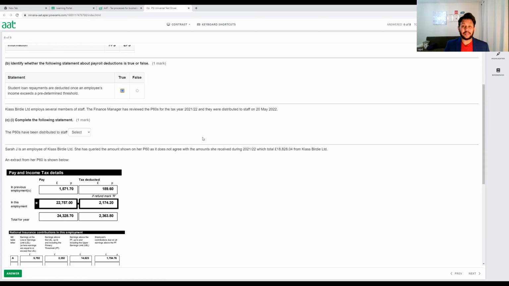When you work in payroll in future, you'll learn this. For your exam, you really don't have to know all of this detail. If you know there's a threshold, that's absolutely fine.